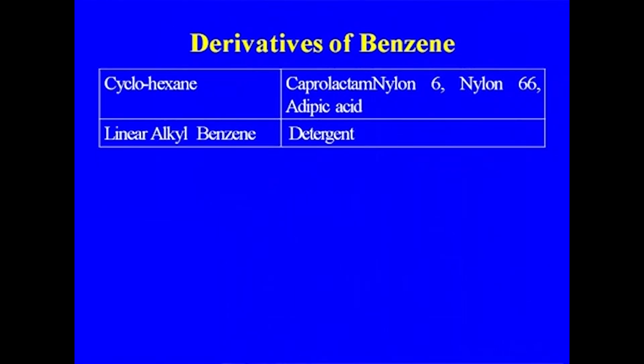Cyclohexane is another derivative of benzene that we are making, and that is going for the manufacture of caprolactam, nylon 6, nylon 66, adipic acid. Linear alkyl benzene goes for the manufacture of detergent, the biodegradable detergent. With the coming of linear alkyl benzene, there has been a lot of change in the detergent industry because of the availability of the raw material from the petrochemical route.